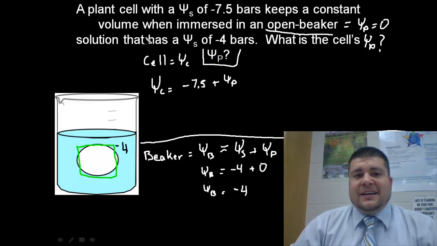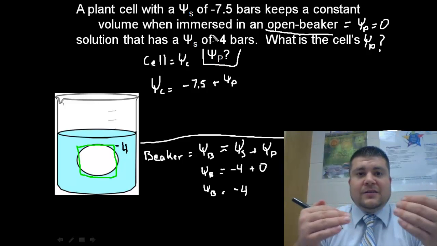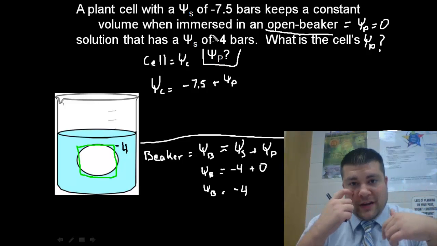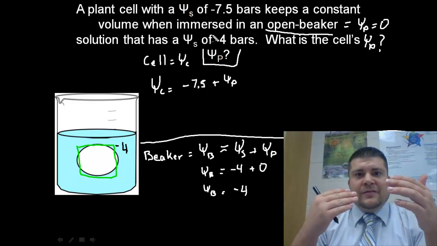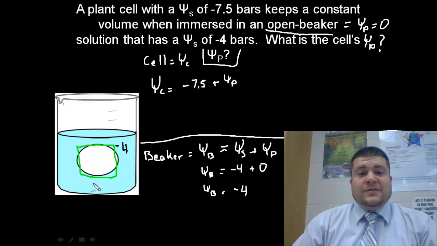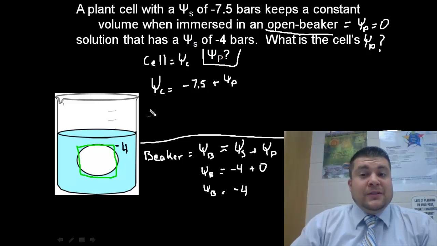If it's kept at a constant volume when immersed in an open beaker of a solution that's different, that's going to mean that the molecules are in an isotonic solution. So that must mean that if we go back to number 3 in this video, that if they're staying at a constant volume, that they're at equal water potentials. And so if they're at equal water potentials, or if they're at equilibrium, our psi C is going to be equal to the psi of the beaker.